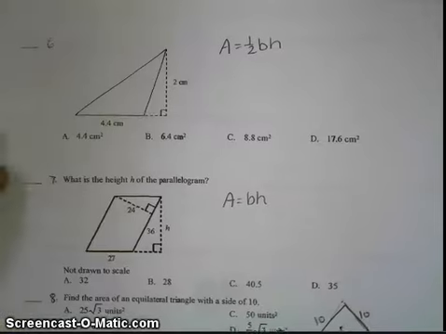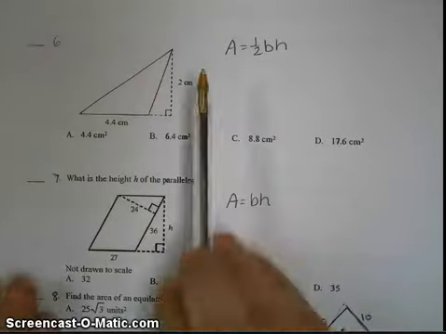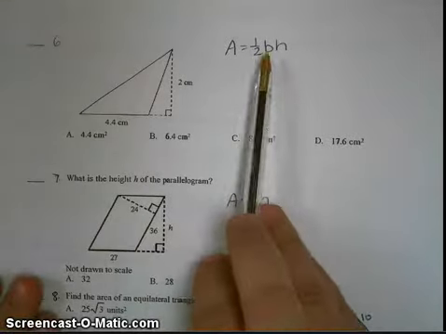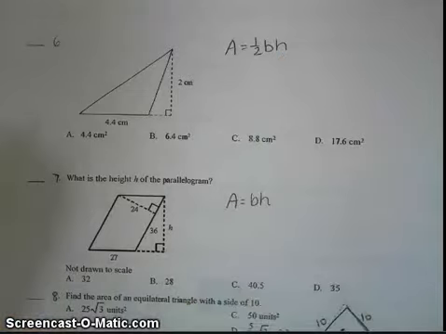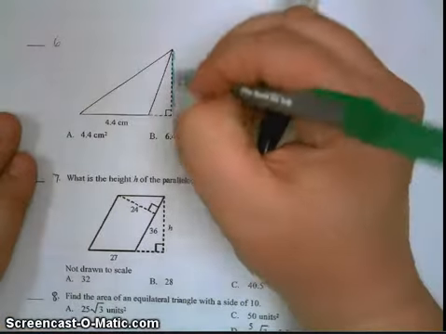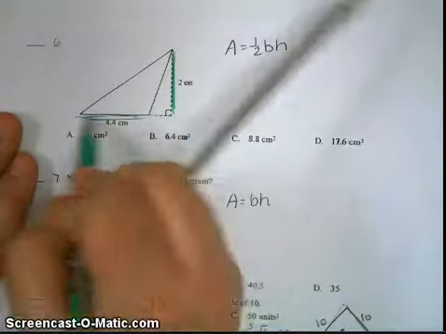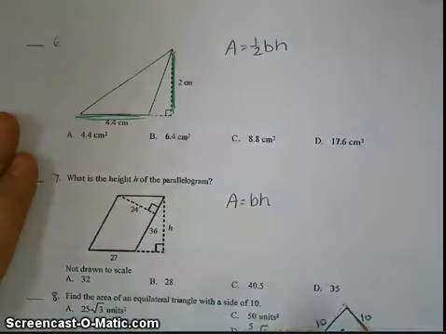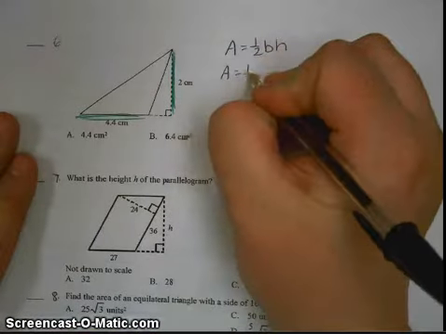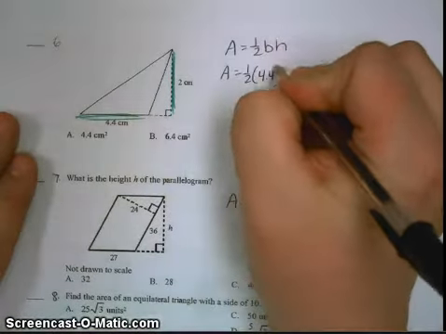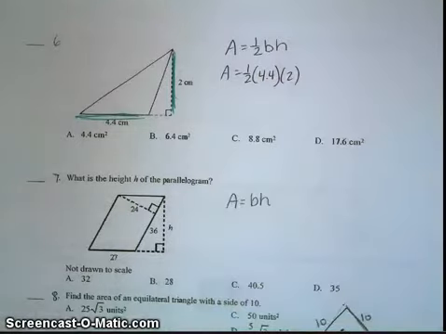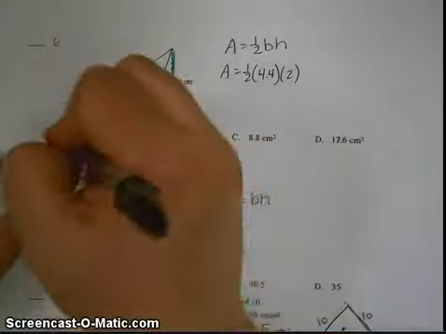Okay, number 6. So here we have a triangle. The formula for the area of a triangle is 1/2 times base times height. So just like before, I'm looking for my perpendicular height, which is perpendicular to the base. So that's going to determine what I'm using. So area is 1/2 times 4.4 times 2, which ends up giving us A, 4.4.